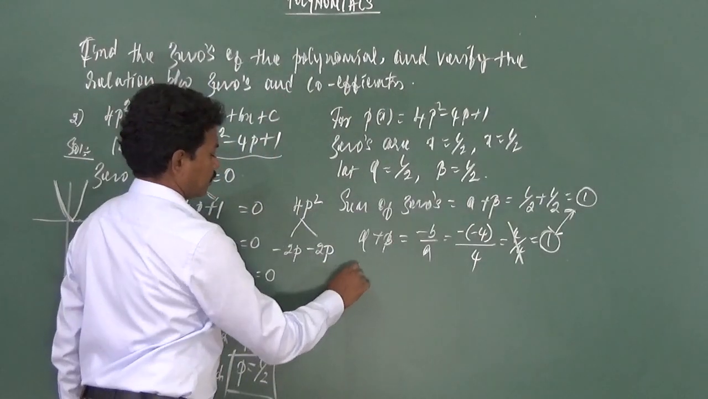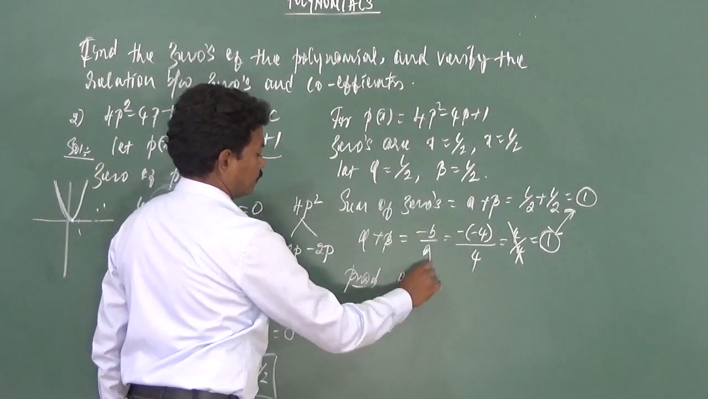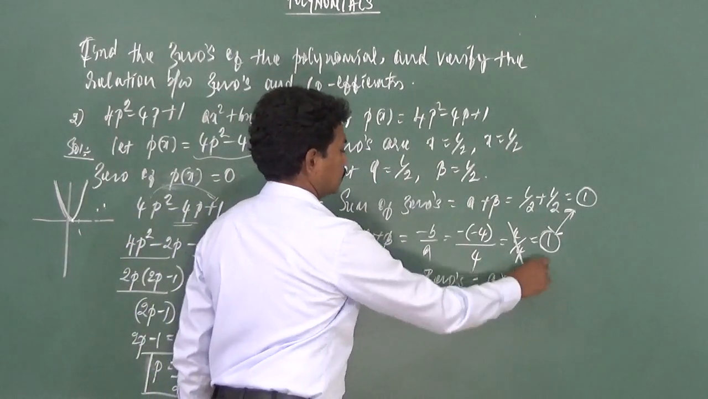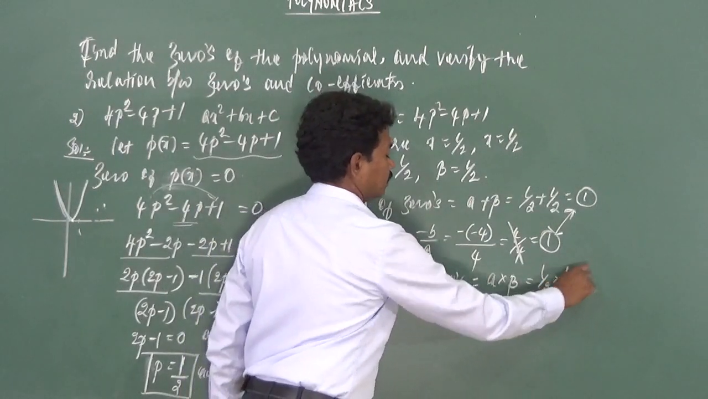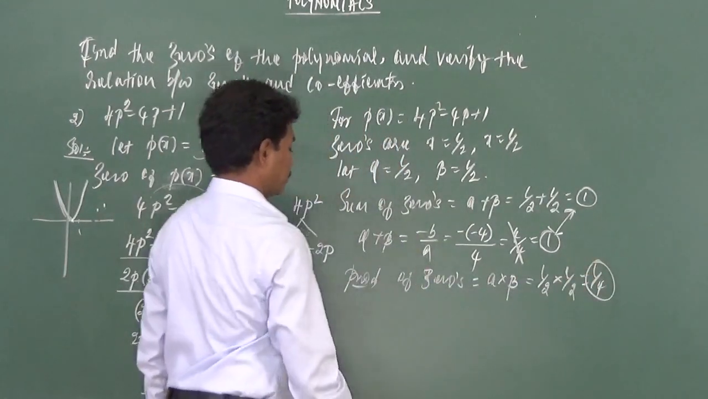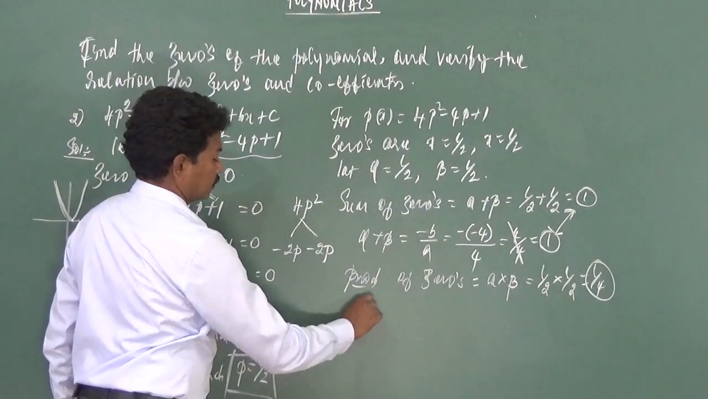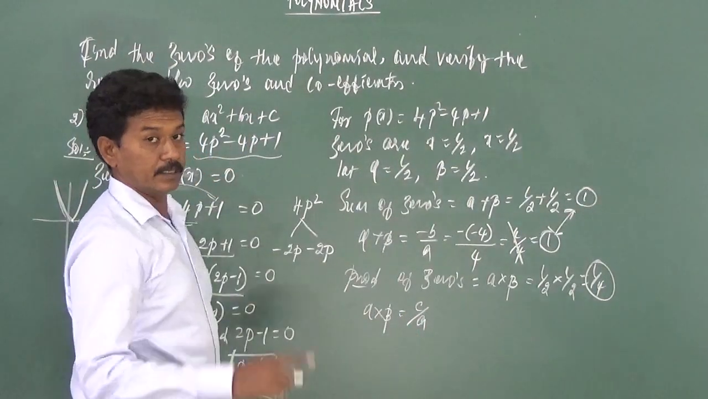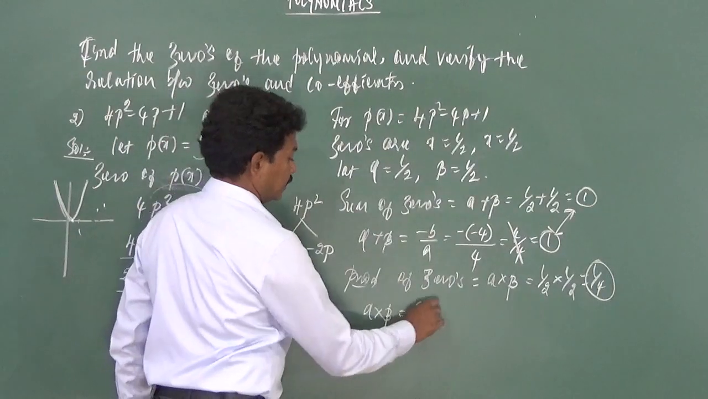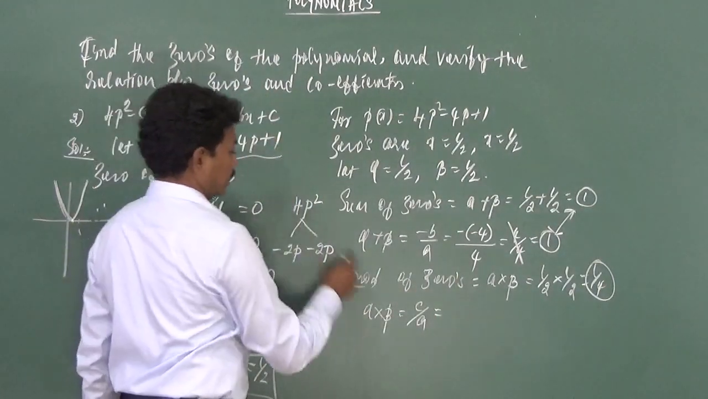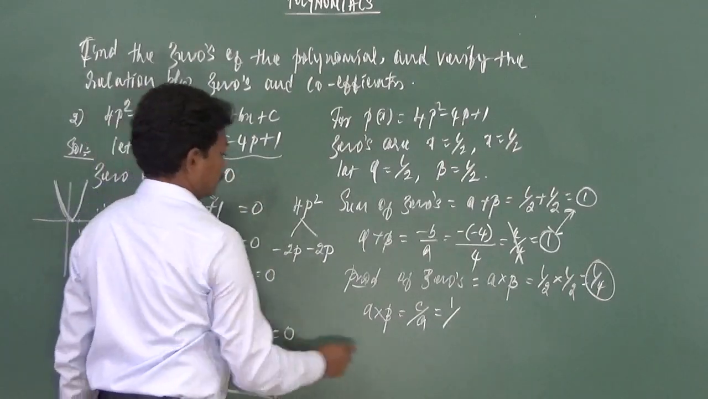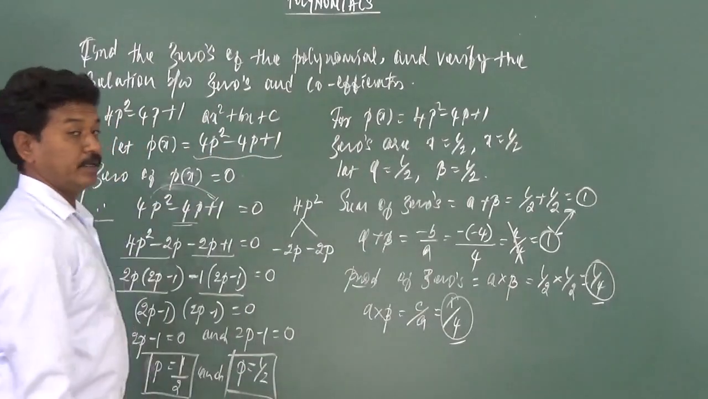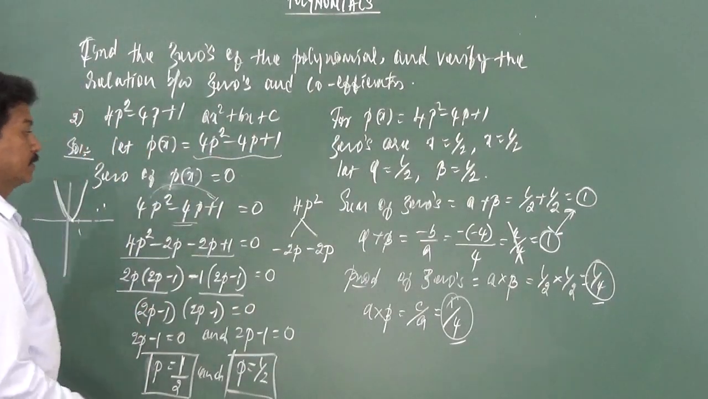Okay, let us take product of zeros. Product of zeros is equal to alpha into beta, that is 1 by 2 into 1 by 2, that is 1 by 4. This is the product of zeros. Let us verify the relation. So alpha into beta is equal to c by a. That's the relation between the zeros and the coefficients. C by a, we'll compare here, c is 1 and a is 4. So it is 1 by 4. This is how we have to verify the relation between the zeros and the coefficients. It's important.